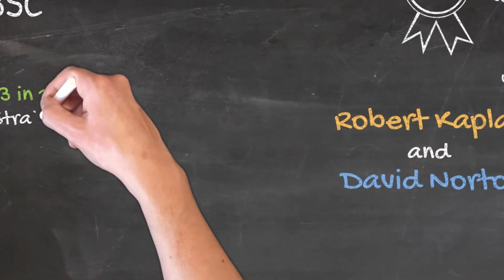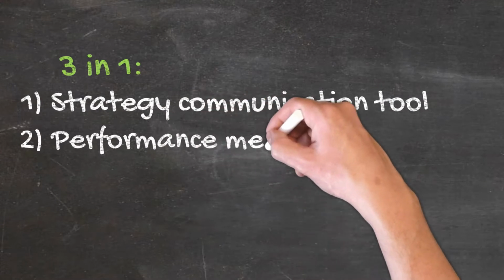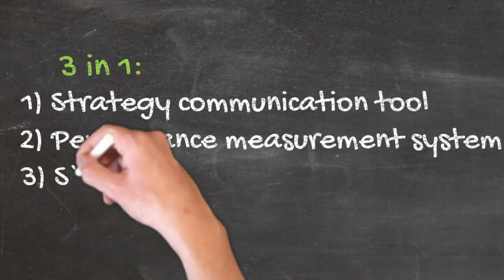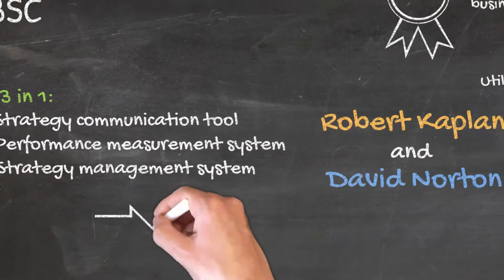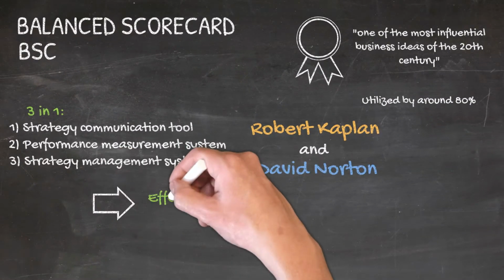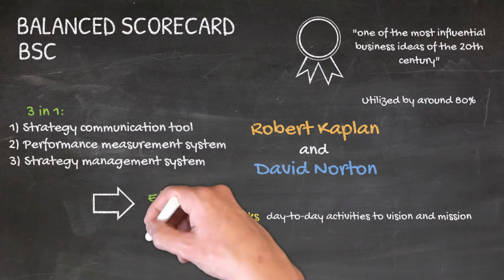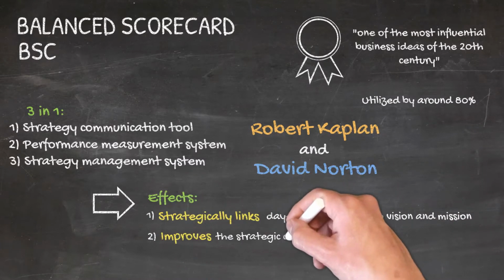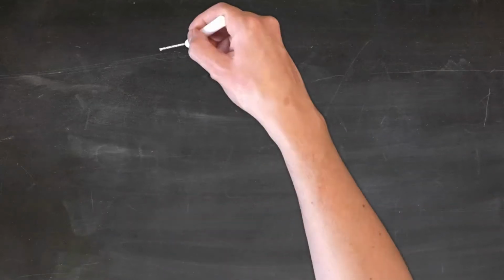It's possible to say that the balanced scorecard is a 3-in-1 tool. It is a strategy communication tool. It is a performance measurement system. And it is a strategy management system. Some of the effects from the balanced scorecard are: it strategically links the day-to-day activities to the vision and mission. It improves the strategic communication. And it monitors the business performance.